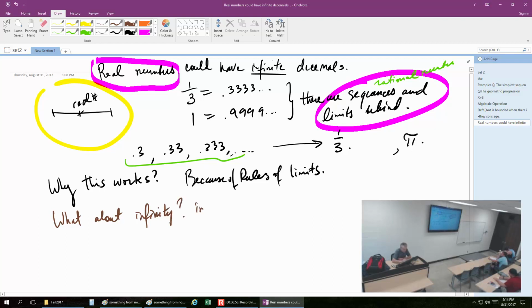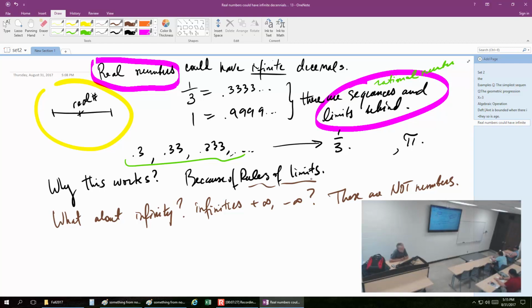Or infinities? Plus infinity, minus infinity. Okay, so for one, we have to remember always, these are not numbers. So all that we understand about real numbers over there is really of no help. So whatever we have said about rules of limits, as well as the interpretation of real numbers as limits of sequences, doesn't help.